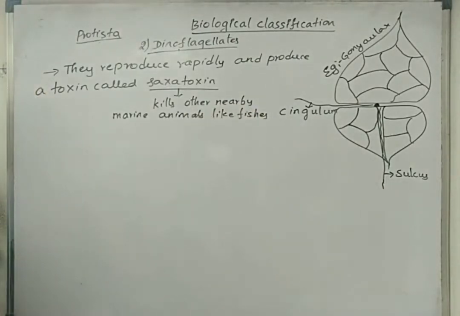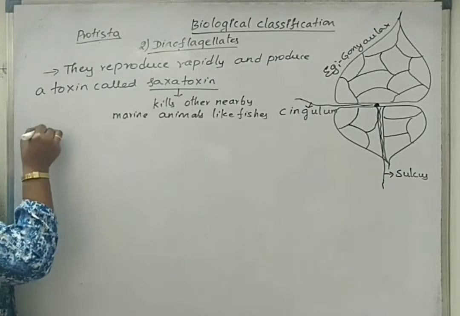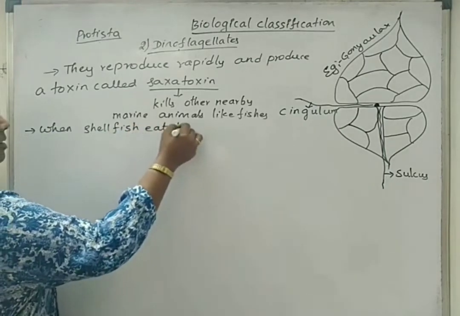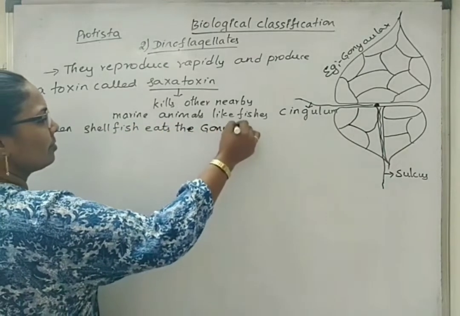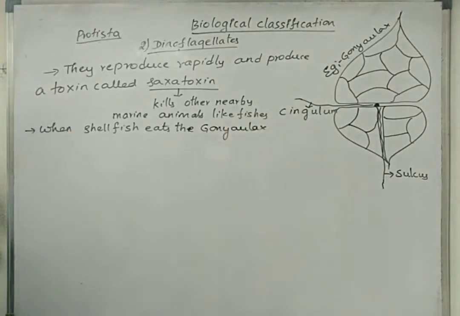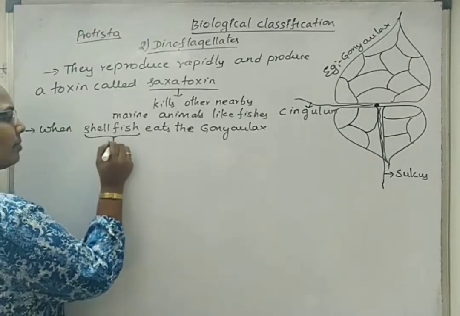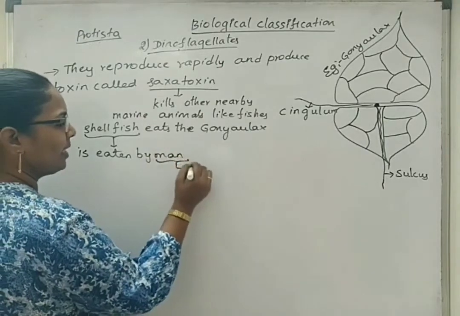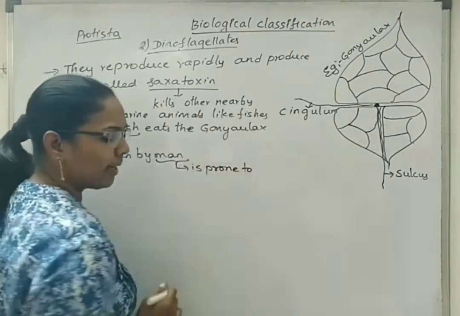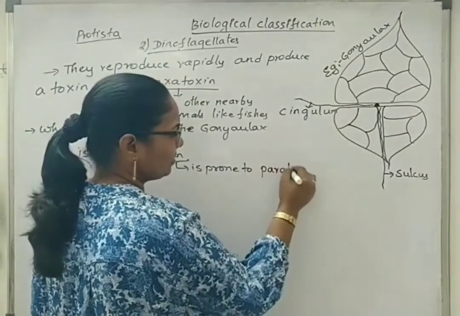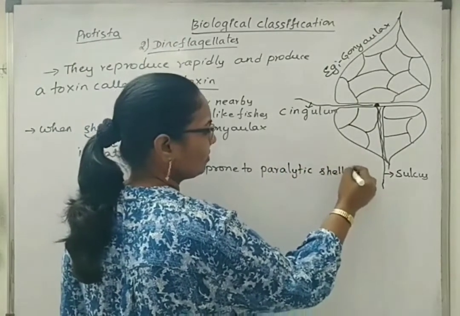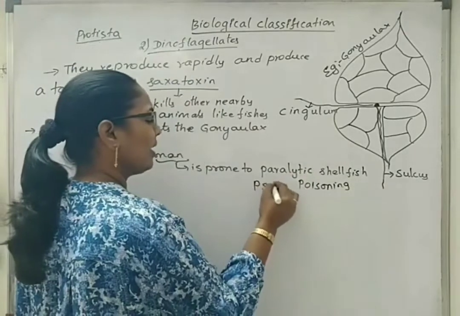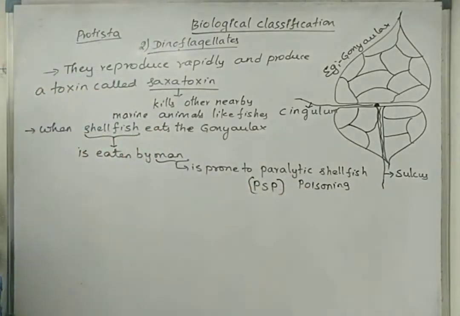Now, when shellfish eat these Gonyaulax, and that shellfish is eaten by man, then man is prone to paralytic shellfish poisoning. This is indicated as PSP, paralytic shellfish poisoning.